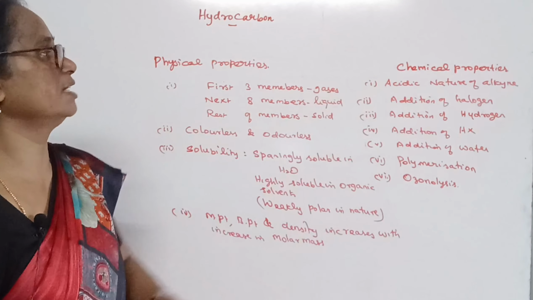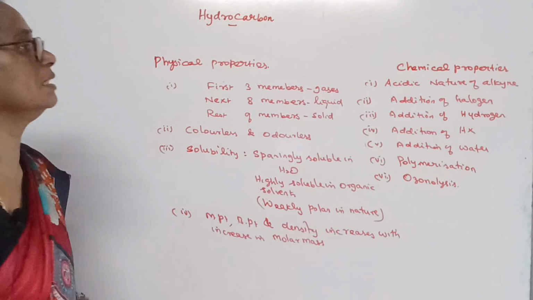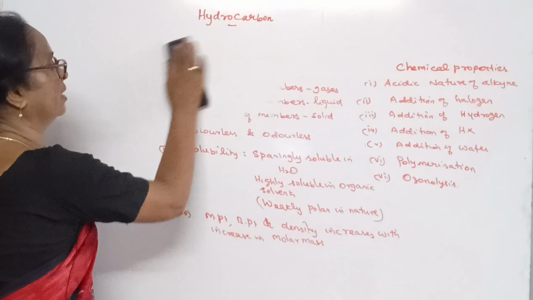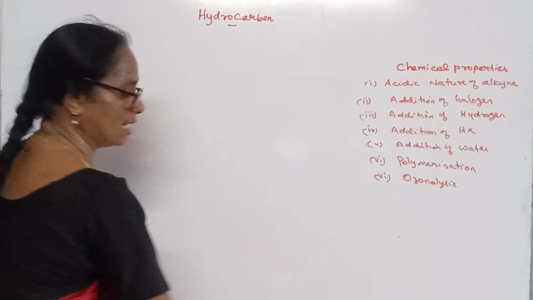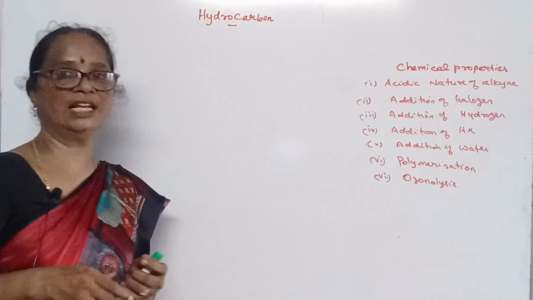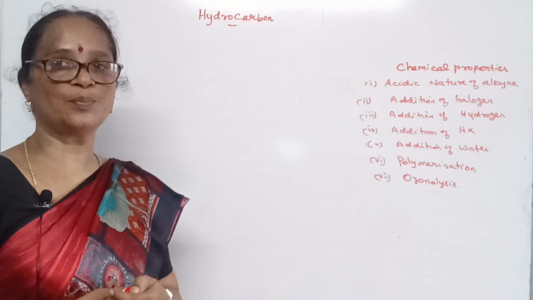Let us find the next one, chemical properties. The chemical properties discuss the acidic nature of alkyne. What do you mean by acidic nature? A compound can be characterized by its acidic property upon the tendency of losing the proton.